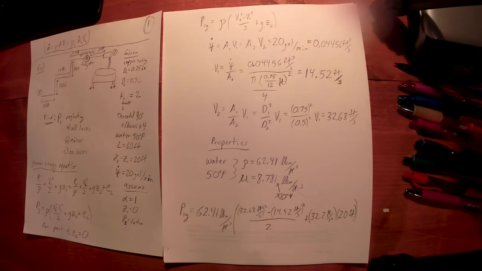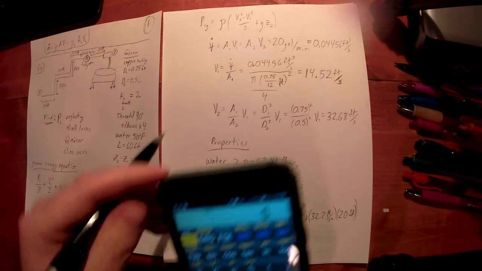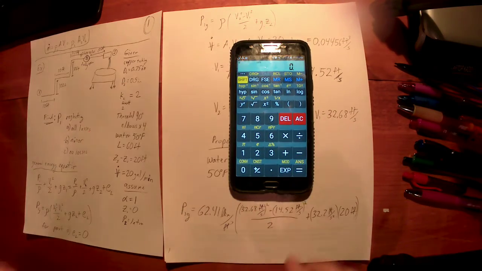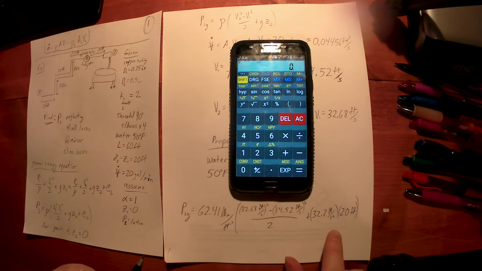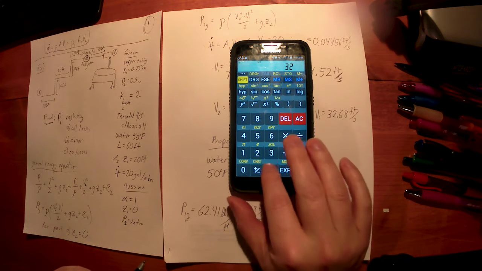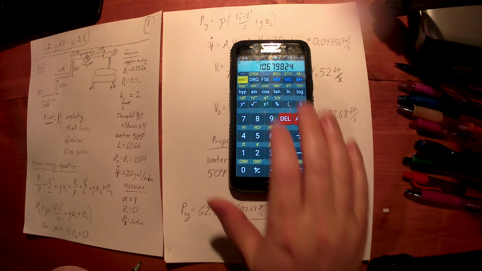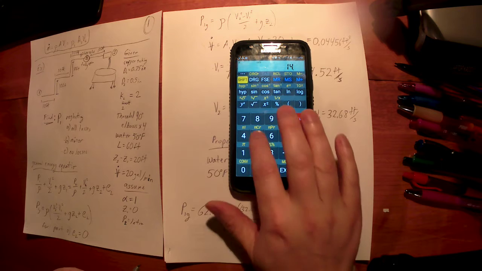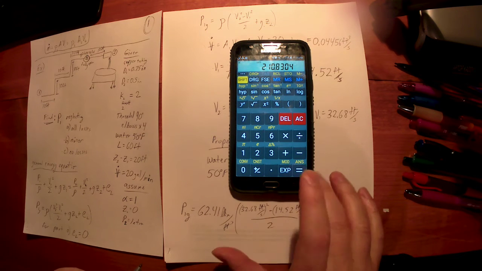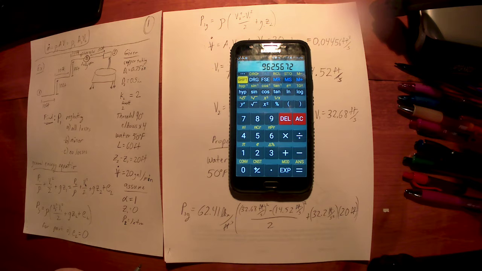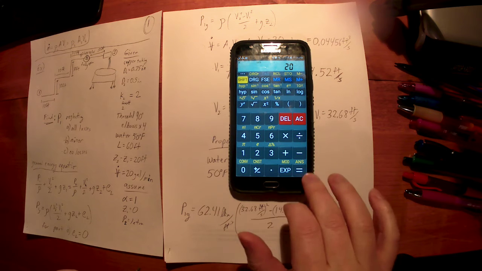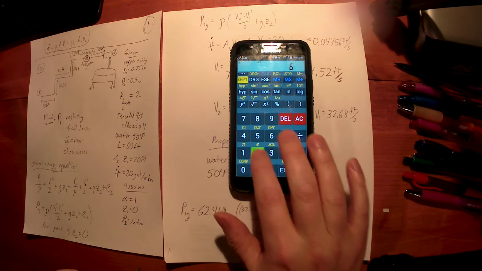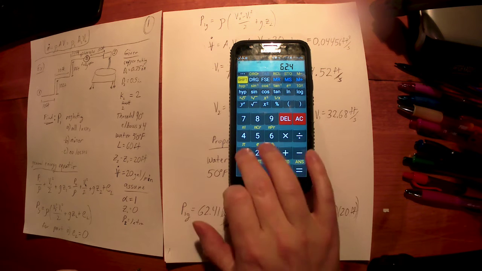Okay, I don't think I've got this value here. Most of these values I do have. This one I do not. That's okay. We'll run this one out real quick. Let's do the complex one here first. So let's do 32.68 squared minus 14.52 squared, divided by 2, plus 32.2 times 20, multiplied by 62.41.